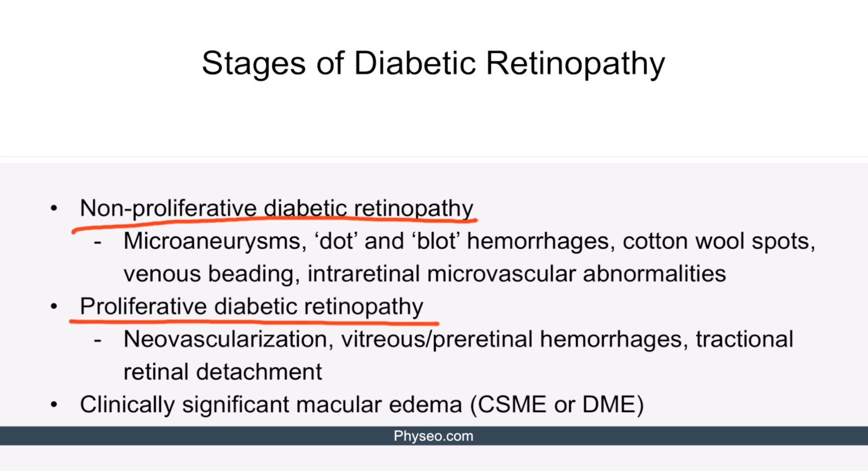Finally, clinically significant macular edema, or CSME for short, can develop at any stage of diabetic retinopathy. This is often termed DME for diabetic macular edema. What's important to know is that when edema involves the macula, visual disturbances occur. In fact, this macular edema is the most common cause of blindness in diabetes.